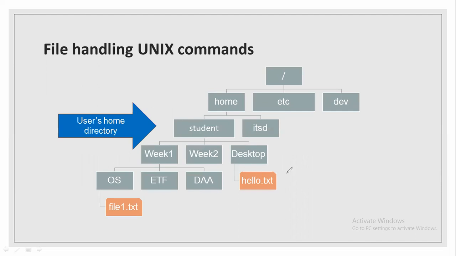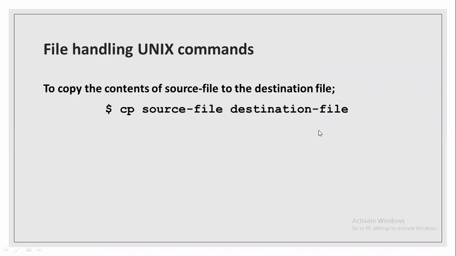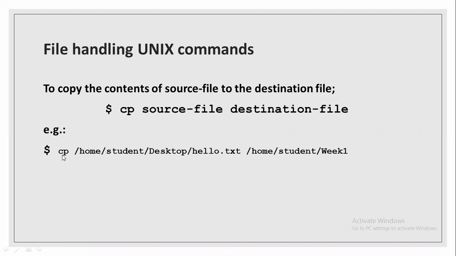So I'll show you what I'm going to do from here. Now in this diagram, you can see currently I'm inside this desktop directory with hello.txt, but I want to take a copy of this file and send it to the week 1 directory, right? So that's what I'm going to do. I want to make a copy of hello.txt from desktop and paste it inside the week 1 directory. So this is how we can do it. The cp command can be used for copying a file or directory, right?